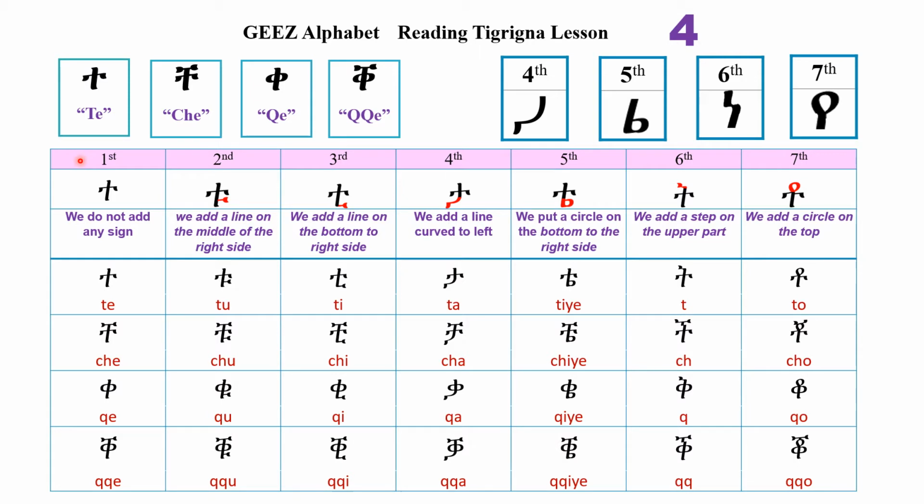Te, to the first letter, we do not add any sign. Tu, we add a line on the middle of the right side. T, we add a line on the bottom to the right side. Ta, we add a line curved to left.